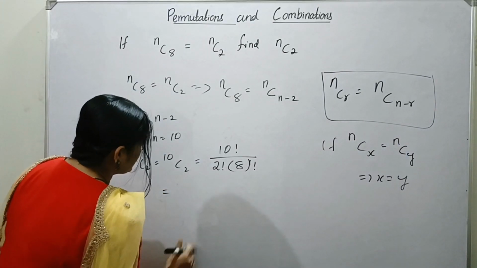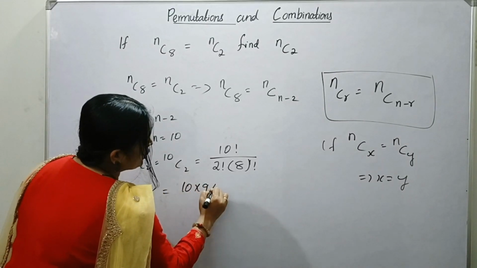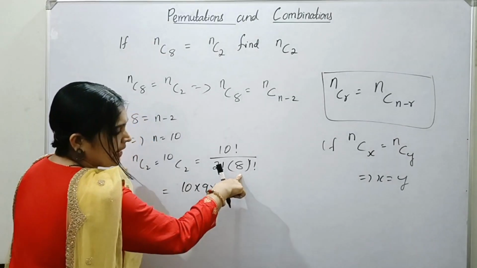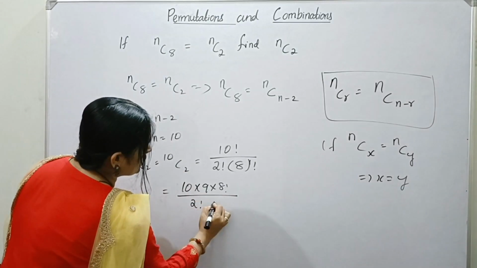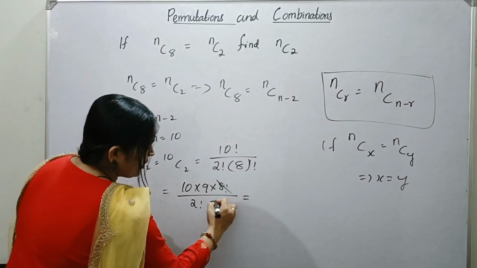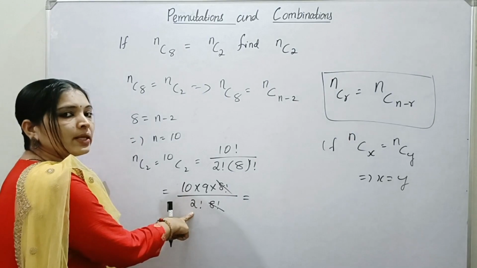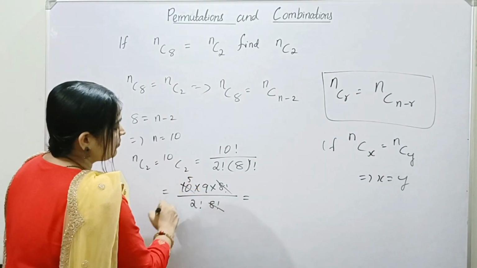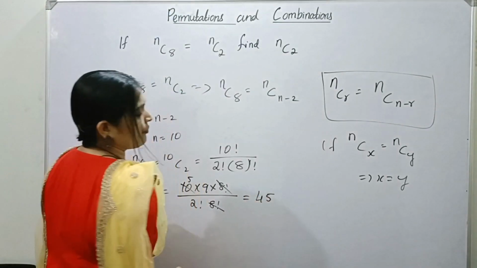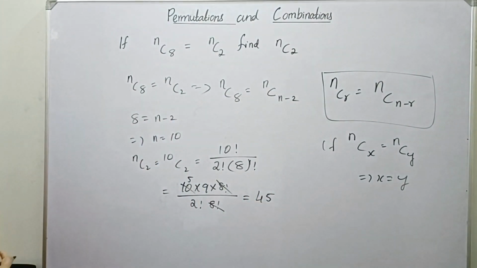10 factorial can be written as 10 into 9 into 8 factorial, so that we can cancel 8 factorial, right? Divided by 2 factorial into 8 factorial. 8 factorial cancelled. 2 factorial is nothing but 2, that is 1 into 2. 2 fives are 10, so the answer is 45. So nC2 is 45.